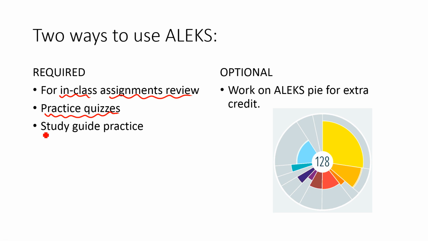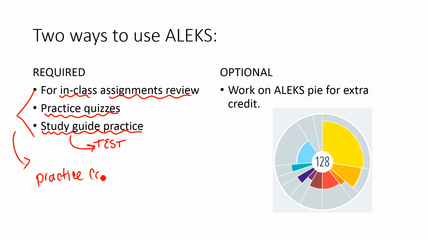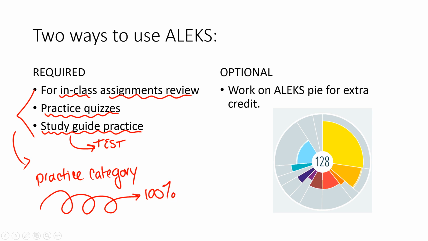And then also for the study guides prior to big tests or regular full period class tests, a portion of your study guide will be done in ALEKS. All of this credit will be going into the practice category. And accuracy will count. That's why you're given several repetitions, because your goal is to get 100% accuracy.